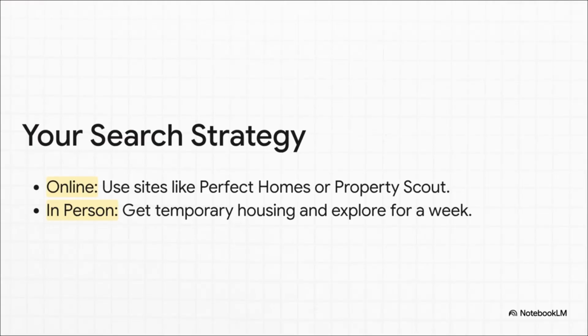You've basically got 2 ways to go about this. The first is to start your search online from anywhere in the world. Websites like Perfect Homes and Property Scout are fantastic for this. The other way is what I like to call the boots on the ground method. Just book a hotel or Airbnb for a week and literally walk around the neighborhoods you like. You'd be amazed at what you can find just by looking for rent signs.